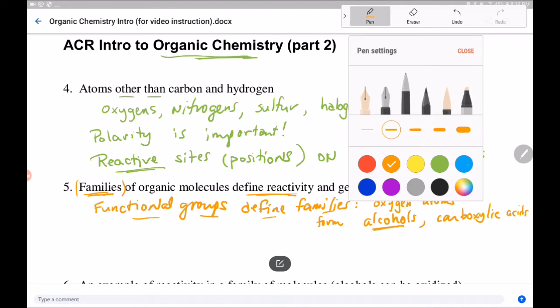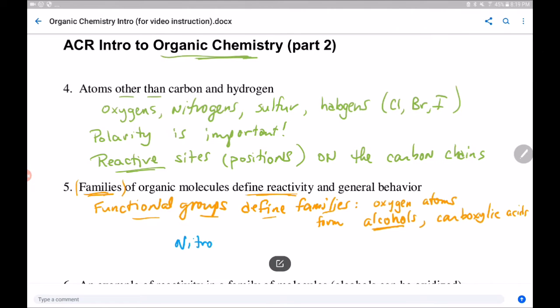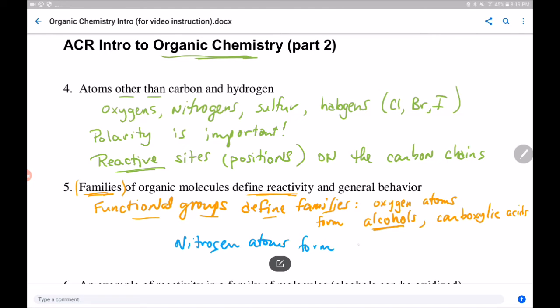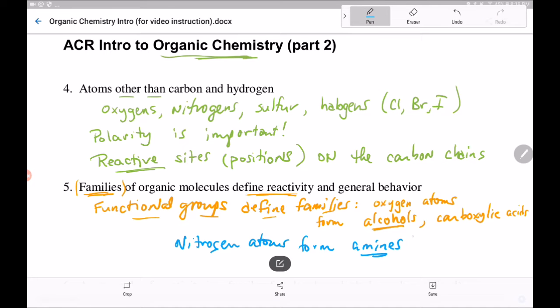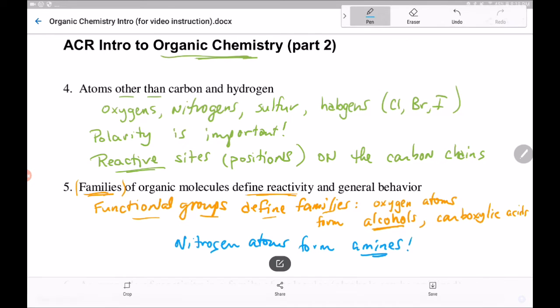Nitrogens, on the other hand, nitrogen atoms are responsible for making what are called amines. And those are an important family of molecules which we'll be using frequently in ACR.